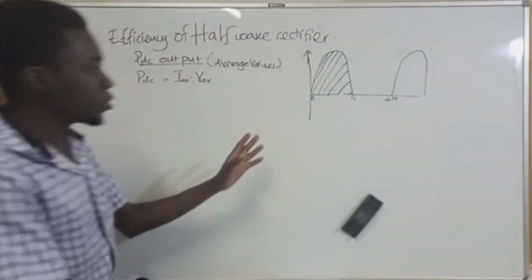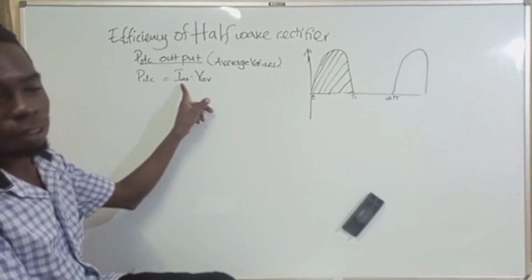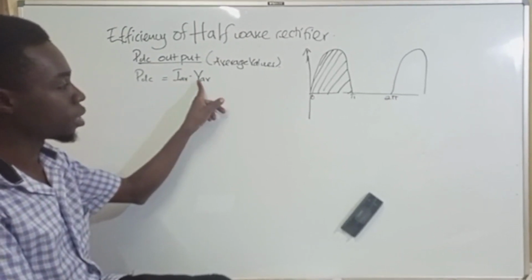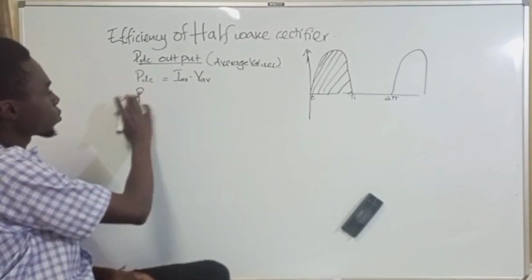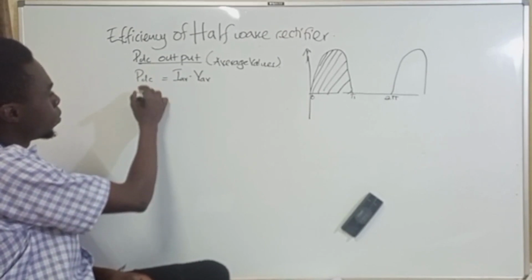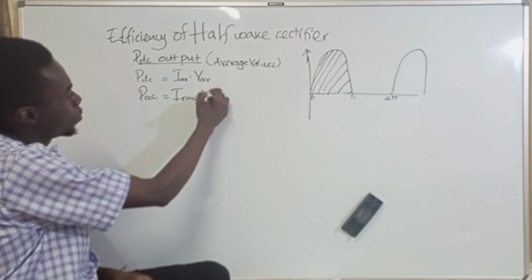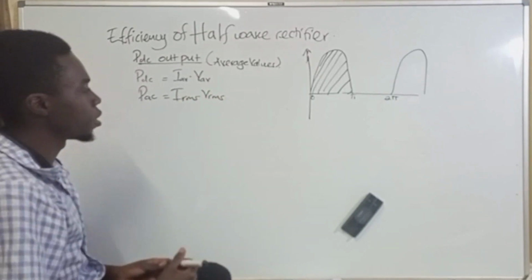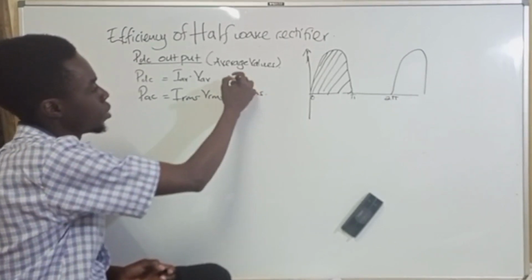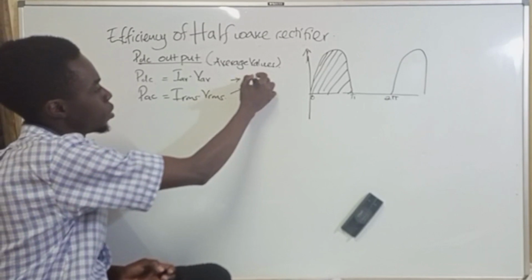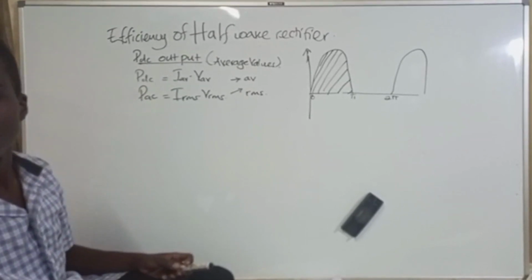But the average DC power is going to be, we are going to only use the average values, that is the average current and the average voltage, okay? Then for power AC, we shall use I RMS times V root mean square value. That's why I'm saying that for AC we are going to always use root mean square values, and for DC we are going to use average values. I hope you've gotten it. It's down. Please try to scroll.